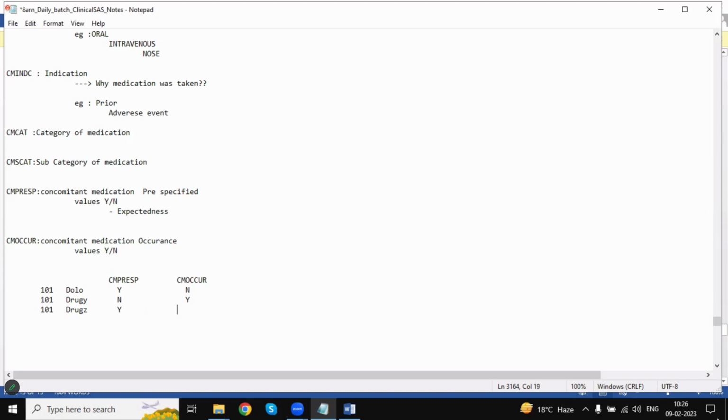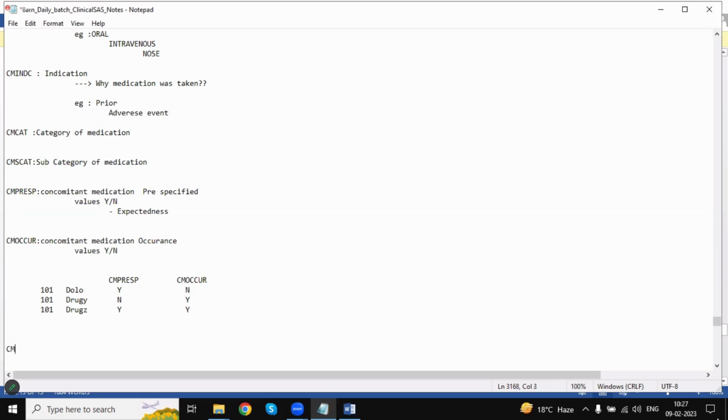So whether it occurred or not, if it is occurred. Pre-specified means intimated before. Yes, if not intimated, no. For those medications he took, it was occurred or not. So always these two types of variables, pre-specified and occurrence variables, will come together.